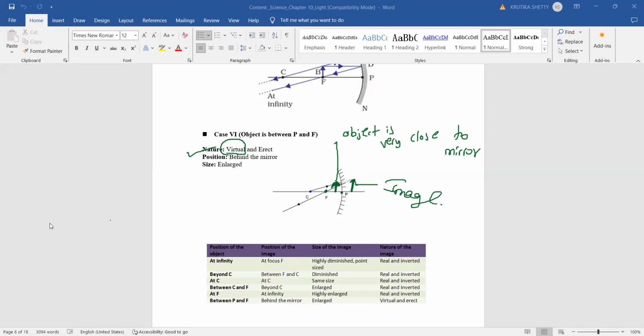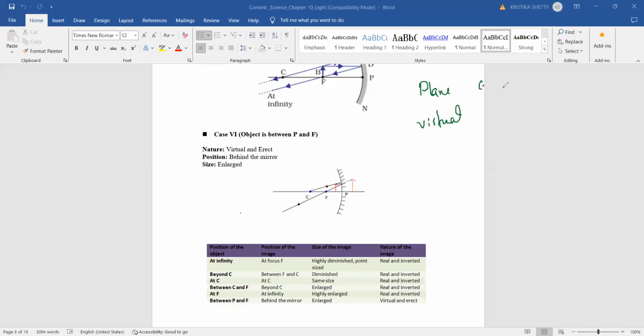Okay, so in your book, what they're explaining, I hope that point is clear to you. Yes, I'll repeat. In the case of plane mirrors, the image formed is always virtual. In the case of the concave mirror, it is real, but when the object is close to the mirror, the image is virtual. Other than that, it is a real image.